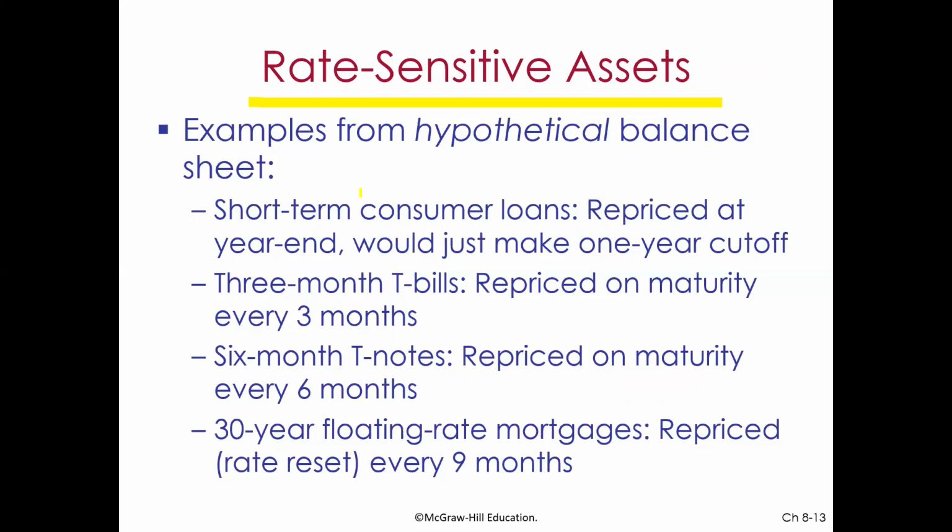Typically, the rate sensitive assets are short-term consumer loans, 3-month treasury bills, 6 months treasury bills, and 30-year floating rate mortgages that reprice every 9 months. So if you take 1 year, for example, you can see that this is a short-term 1 year loan, 3-month treasury bill, 6 months treasury notes, and a 30-year mortgage, but still it is repriced in 9 months. So from a 1 year perspective, all these assets are rate sensitive assets because these assets are subject to interest rate changes within the 1 year period.